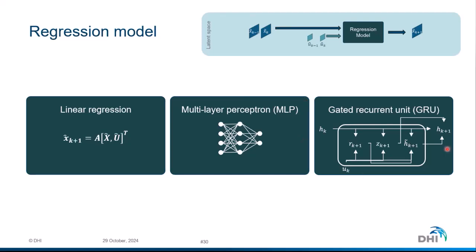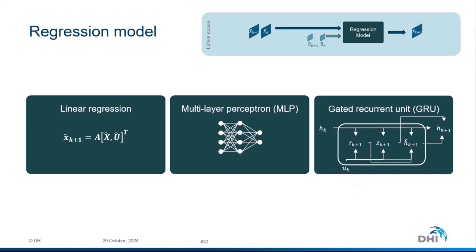Then I also test a gated recurrent unit. Maybe some of you have heard of a recurrent neural network, or maybe an LSTM, a long short-term memory network. The gated recurrent unit is just a type of recurrent neural network that's a bit more stable than the plain recurrent neural network. It has a reset gate and an update gate, and it's essentially learning how much of the past data to remember to predict the next time step. That's the idea in a recurrent neural network.